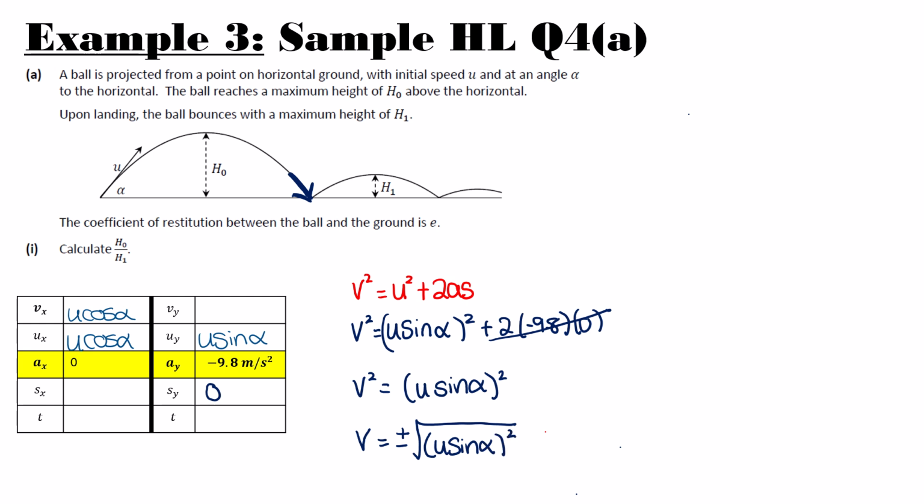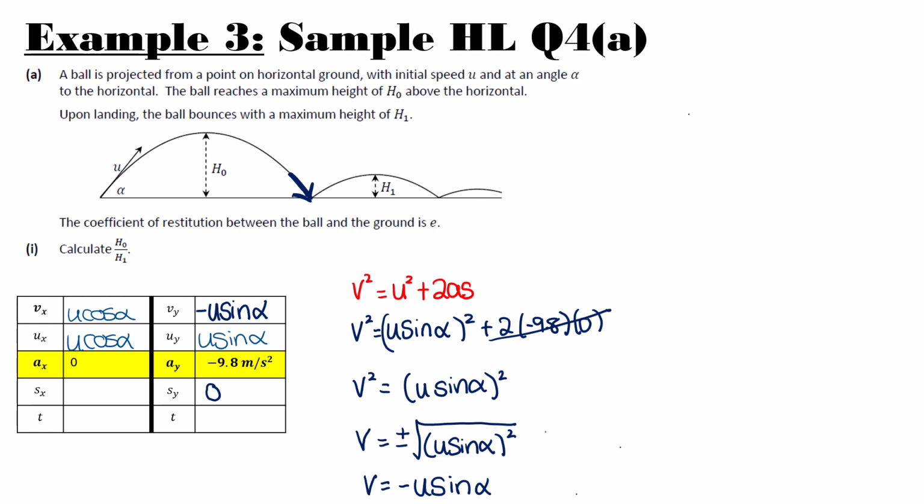That is fully correct. If we want to figure out the answers, there are two answers, because there's 2 points when sy is 0. There's the start and the end. At the start, it was a positive u sine alpha. So as it lands, because of its direction, it's going to be a negative u sine alpha. So that is our Vy. So just be really careful there with your signs.